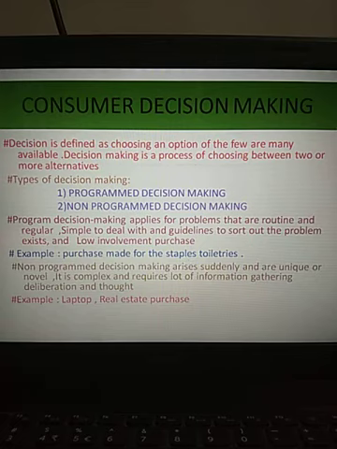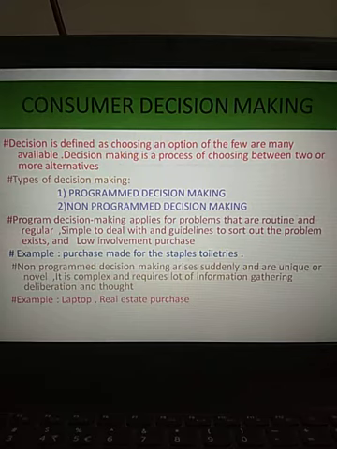The second one is called non-programmed decision making. Examples are purchasing a laptop or real estate, like sites, buildings, houses, all these things. These kinds of decisions cannot be taken within 1 hour or 1 day. Months of planning are required. Comparison would be there, and talking with experienced persons would be there, because these are all highly risk-oriented products.